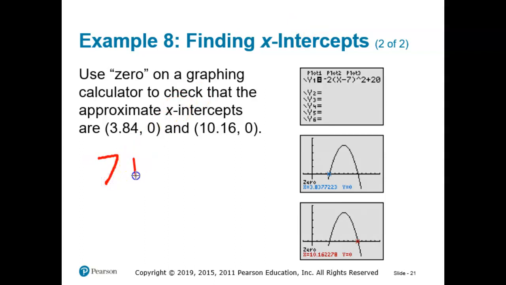7 plus the square root of 10. Yes, that's the square root of 10. It gives you an approximate decimal. That approximate decimal is going to be one of these 2 points where it's crossing the x-axis. So that allows you to double check your work and make sure that you found the correct values. So that's one way to double check things that you should be working on.